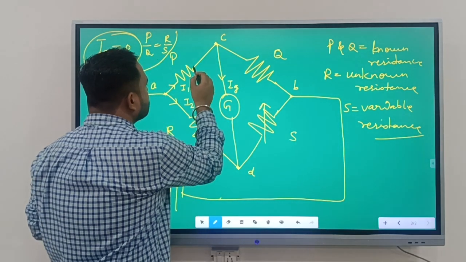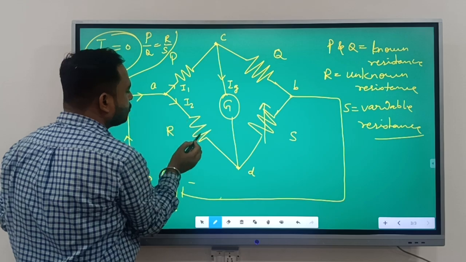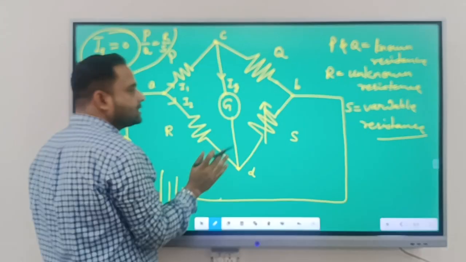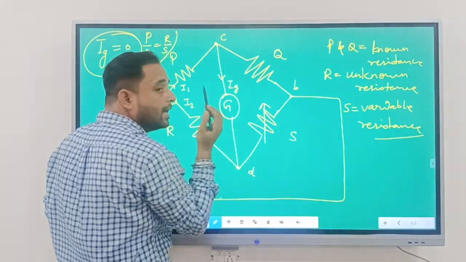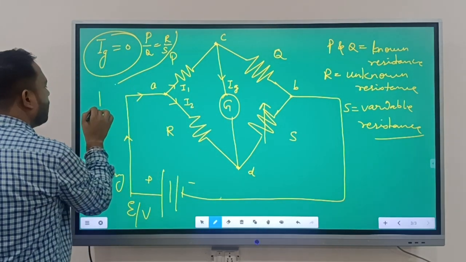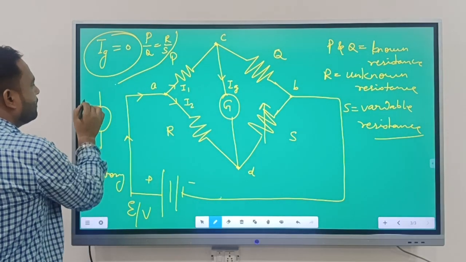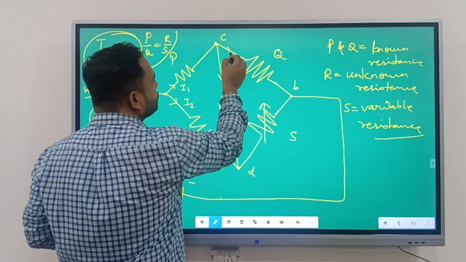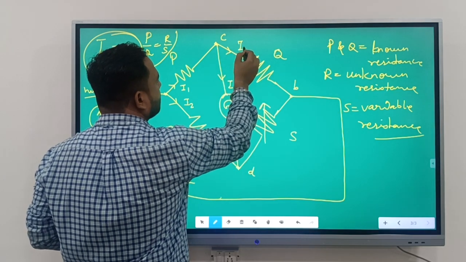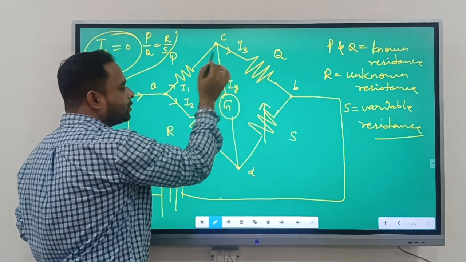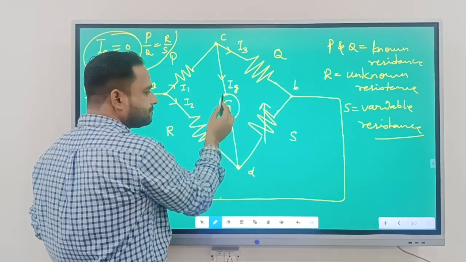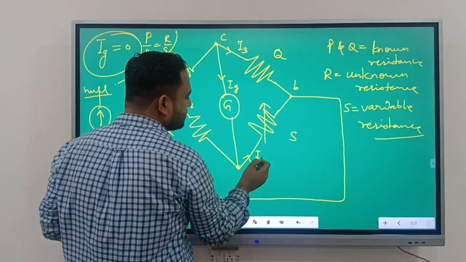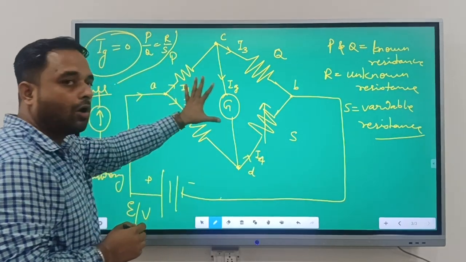So I1 is flowing through this P resistor, I2 is flowing through the R resistor. Ig is equal to 0, since we assume this is the balanced circuit. That's why no current is flowing through the galvanometer, which means the galvanometer is showing null deflection. So the current directly flows through the Q resistor. That current is I3, which flows directly through Q, and the same current is not flowing in the galvanometer. So here is I4. Got it?